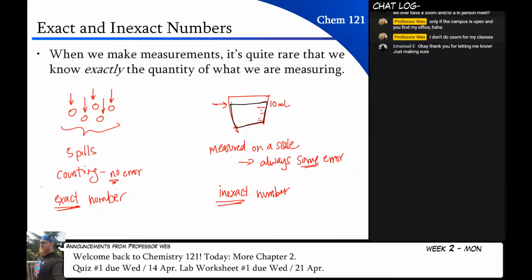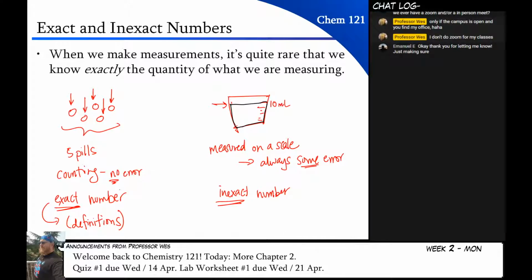Now, it turns out that there is another way to get an exact number. I don't know how to spell "definitions" today. Wow. I'm trying to spell phonetically in my head. I was going to put S-H-U-N or something.